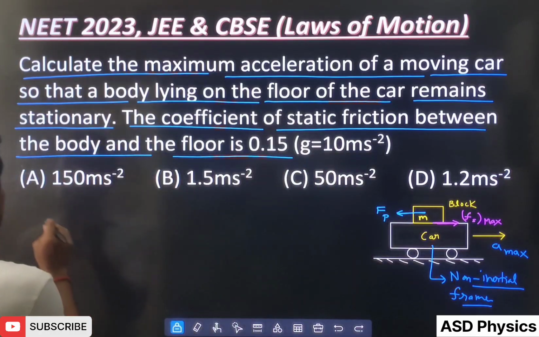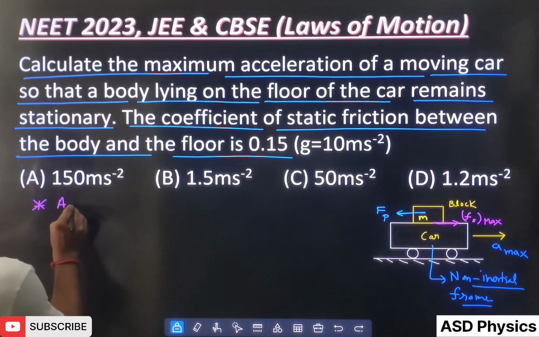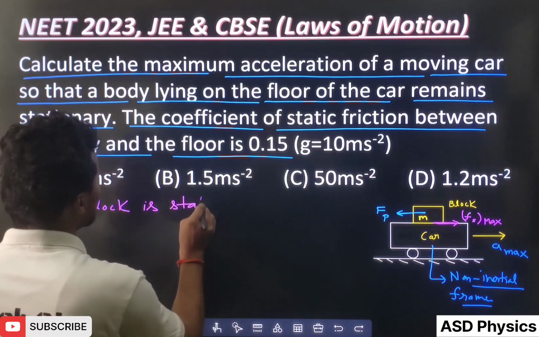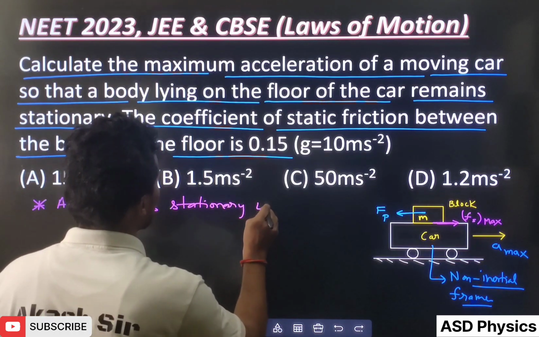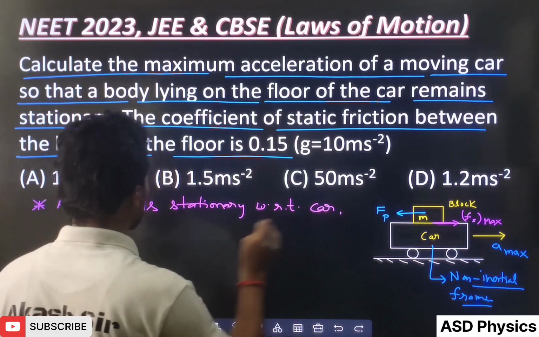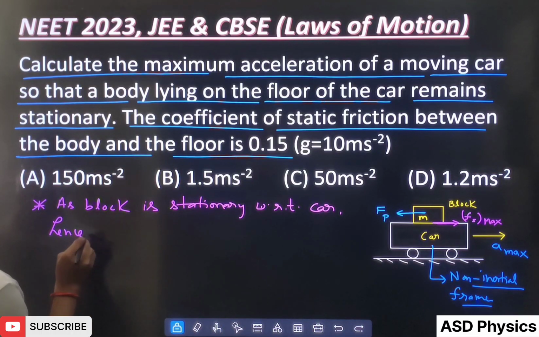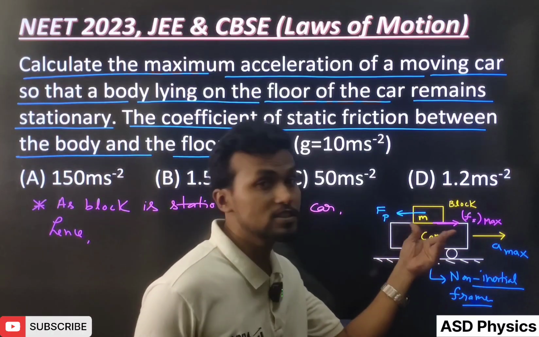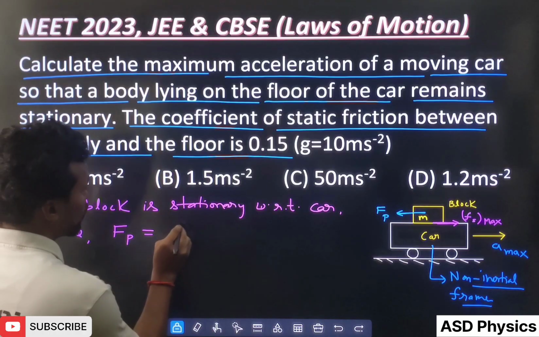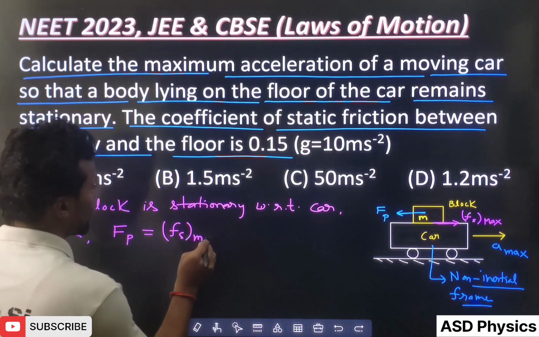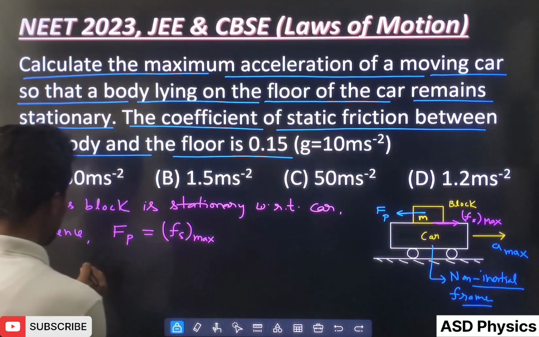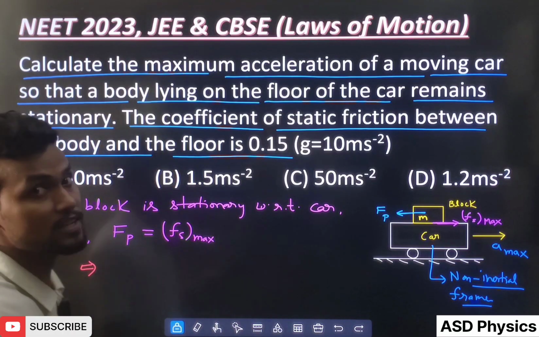Okay, so you can see very well, as the block is stationary with respect to the car, both the forces should balance each other. That means I can write this pseudo force Fp should be equal to the maximum value of the static friction. And as I have told you, the acceleration is maximum, so the pseudo force is also the maximum value.